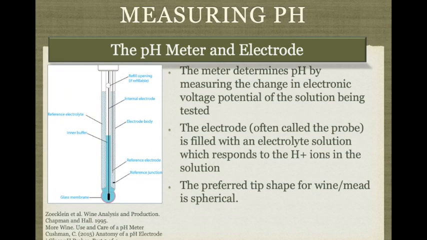Basically what the pH meter is doing is measuring the change in the electronic voltage potential of the solution being tested. So the electrode, which we sometimes call a probe, has an electrolyte solution within it which responds to the hydrogen ions within that solution. The preferred tip shape of a pH electrode is spherical, and if you're buying one of these from a wine supply company, you know you're going to have the correct kind, because they're obviously not going to be offering a pH meter that's designed for some other solution.